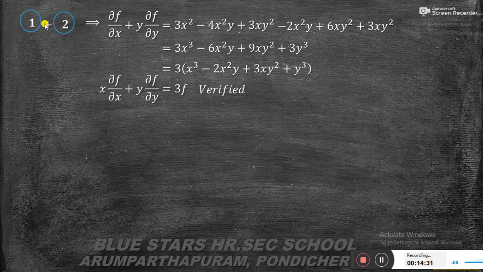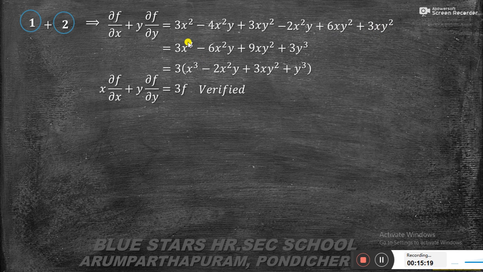Adding equations 1 and 2, we get x ∂f/∂x + y ∂f/∂y equal to: x ∂f/∂x is 3x³ − 4x²y + 3xy². Next, plus y ∂f/∂y, which is −2x²y + 6xy² + 3y³. Note this last term is 3y³, not 3xy².